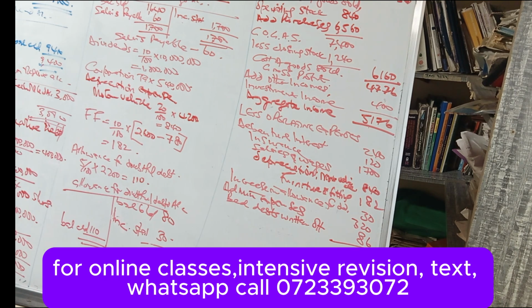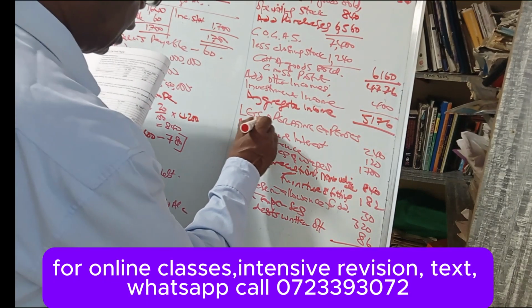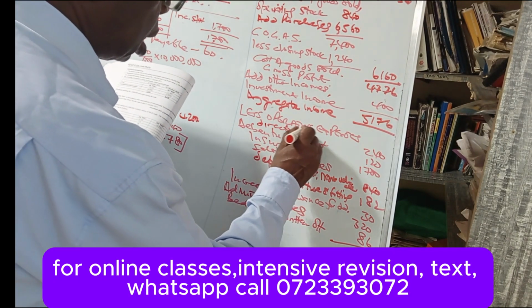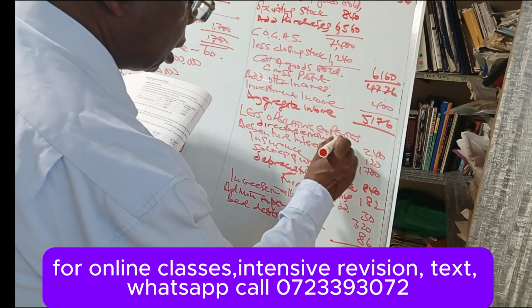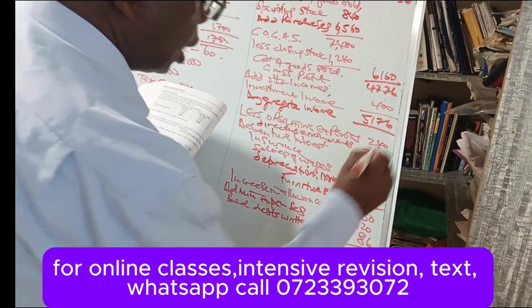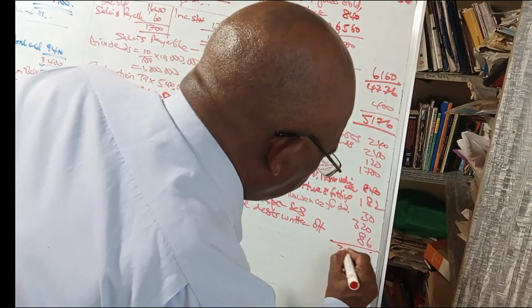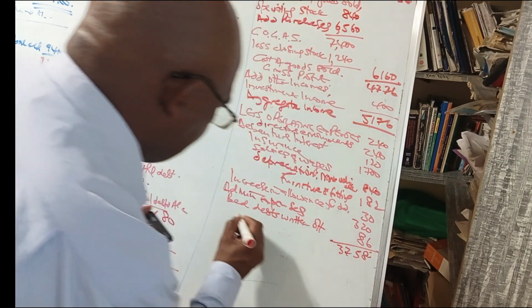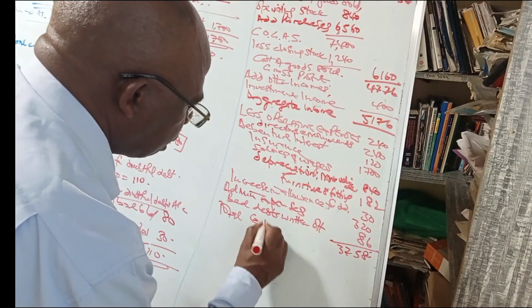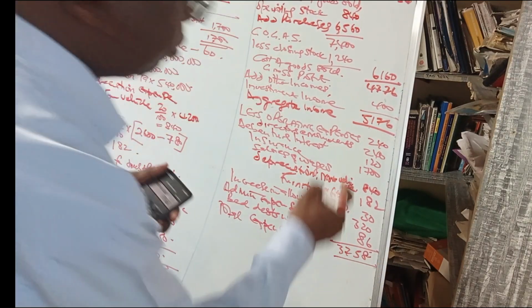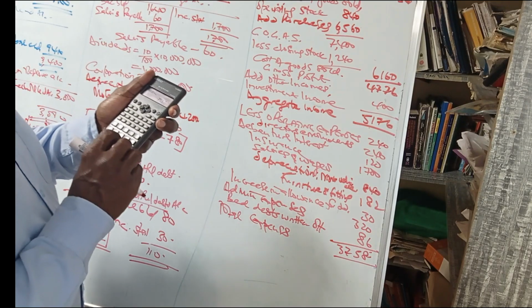We have missed director's emolument of 240 from the trial balance. So we get a total figure of 758. These are total expenses. We subtract them from the aggregate income.